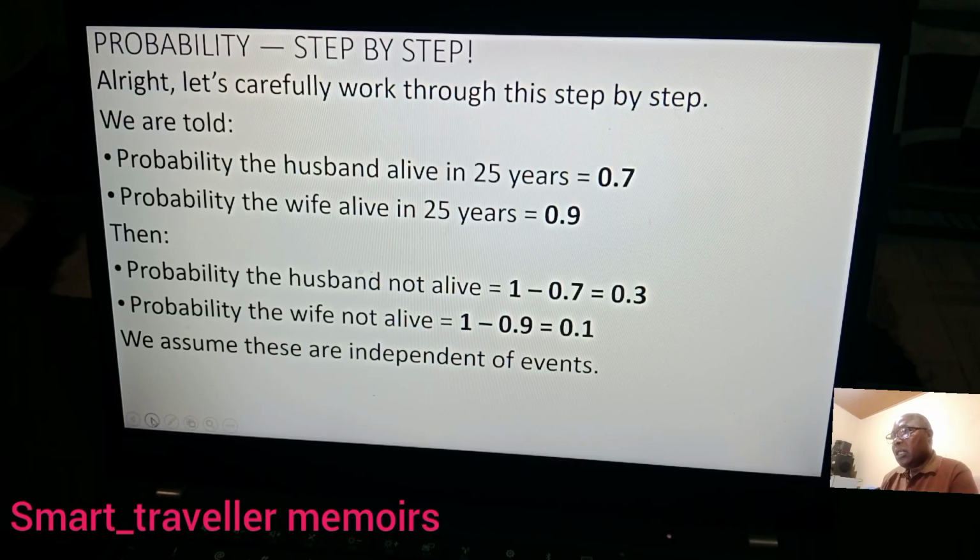We are told the probability the husband is alive in 25 years is equal to 0.7, and the probability the wife is alive in 25 years is equal to 0.9. Then, the probability the husband will not be alive is equal to 1 minus 0.7, which is 0.3, and the probability the wife will not be alive will be 1 minus 0.9, which is equal to 0.1. We assume these are independent events.